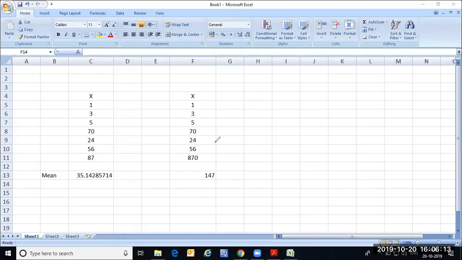If I'd like to plot these values, let's say this is the x-axis. If I take values in the interval of 5, 10, 15, and so on, till 1000.